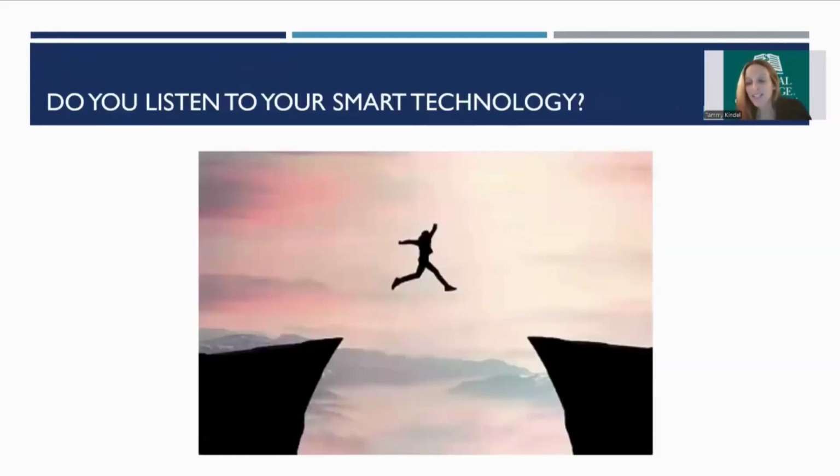I'll just take a second to mention we're only as good as what we do with our smart technology, and surgeons are no different. Sometimes we get feedback from the instrumentation telling us to do something or change something, and we think we know better. So do you listen to your smart technology? What would it take for us to be better at listening to that smart technology and altering our surgical technique with the feedback that we're given?